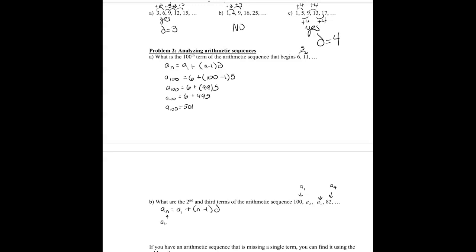So, I've got a sub 4 is equal to a sub 1 plus n minus 1 times d. Well, if n is 4 over here, it also needs to be 4 right here as well. So I've got 4 minus 1 times d. Well, we don't know what d is. That's kind of the point. But we also know what a sub 4 and a sub 1 are, so I can plug those in to help me out. So a sub 4 is that 82 equals a sub 1 is that 100 plus 4 minus 1 times d.